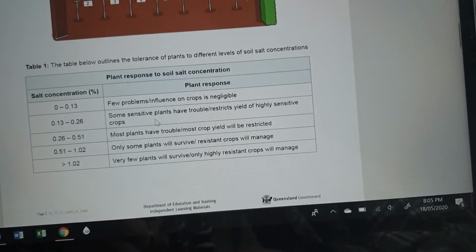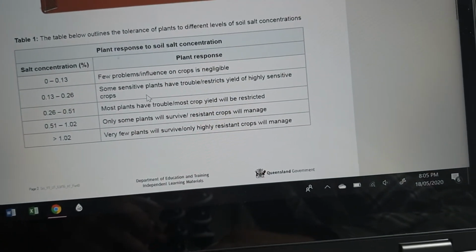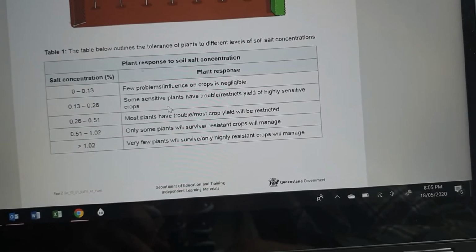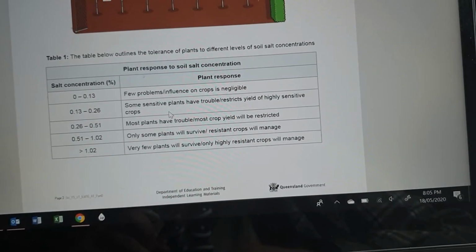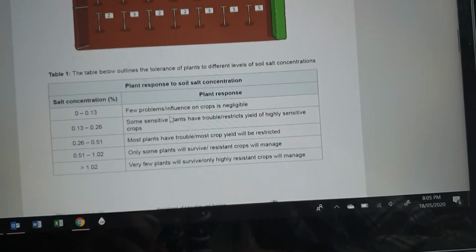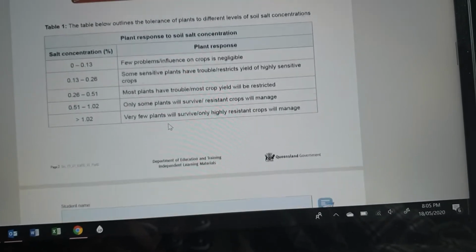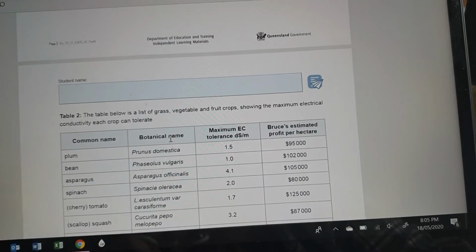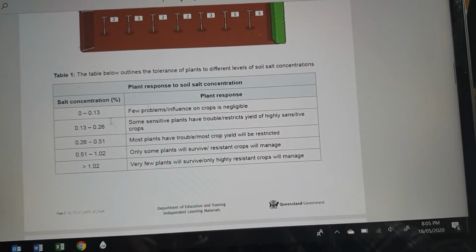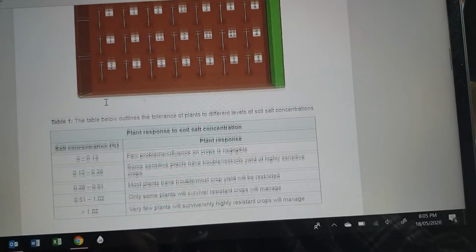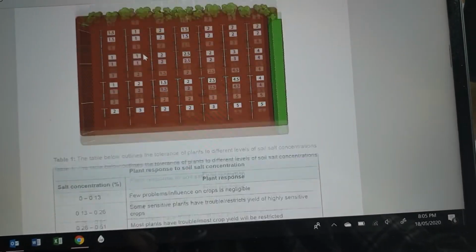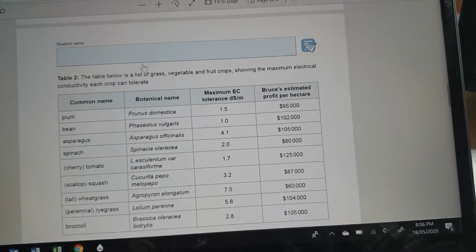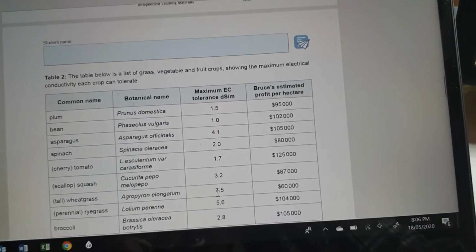All right, so the table then tells you 0 to 0.13. That really doesn't bother most plants. And then it goes up to the point where very few plants will survive. Now, this is salt concentration. These numbers here are electrical conductivity.